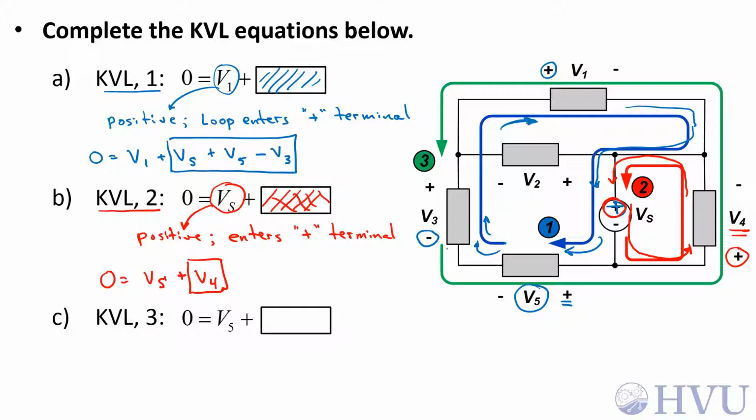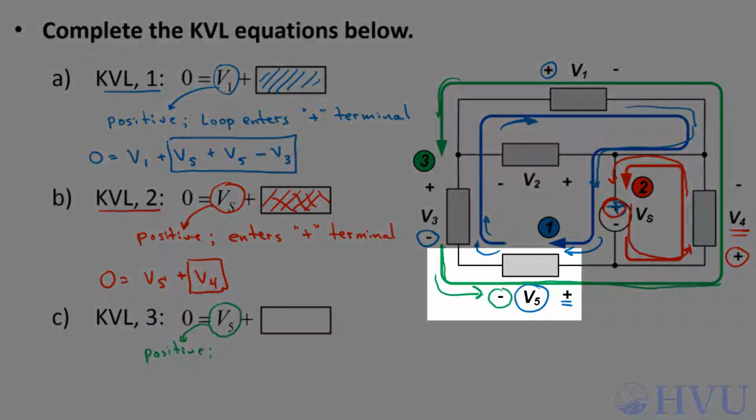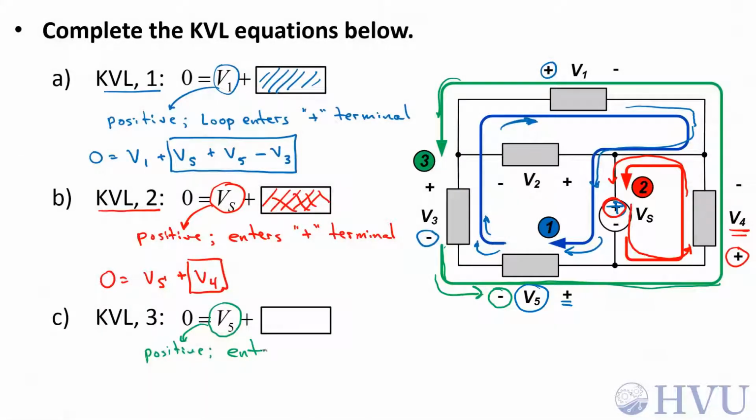Finally, let's do KVL around this green outer loop, which is loop number 3. I'm given that V5 is a positive term. In this case, this loop is going this direction, so I see a negative terminal first. So the loop is actually entering a negative terminal. So the sign convention invoked by this term is that if I see a negative terminal first, I'm going to add that term. If I see a positive terminal first, I need to do the opposite, which is subtract it.